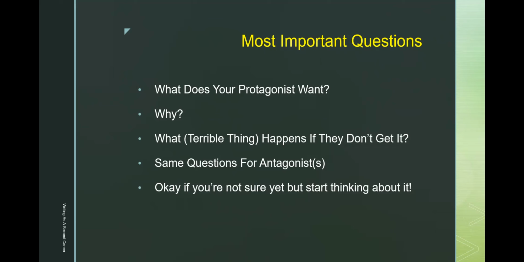Biggest stakes are things like death. So if you have a murder mystery, quite often the stakes for your detective, they are risking their life to solve this mystery. What happens if they don't get it? The killer gets away and maybe the protagonist dies. Same questions for the antagonist. What does your antagonist want? Why?